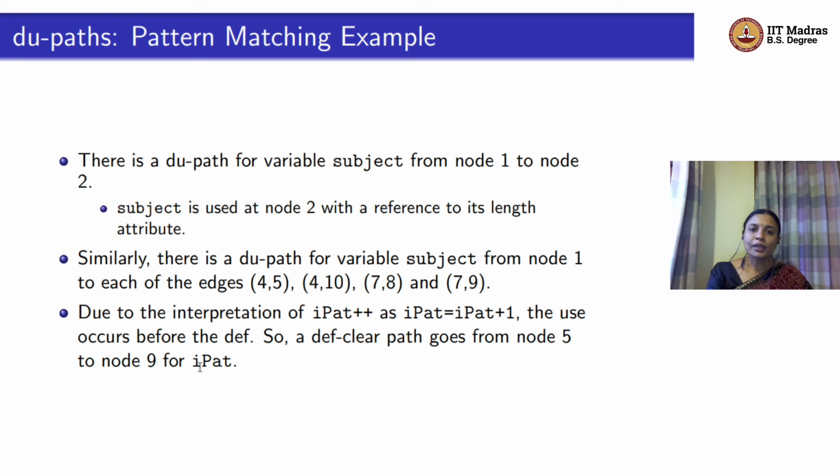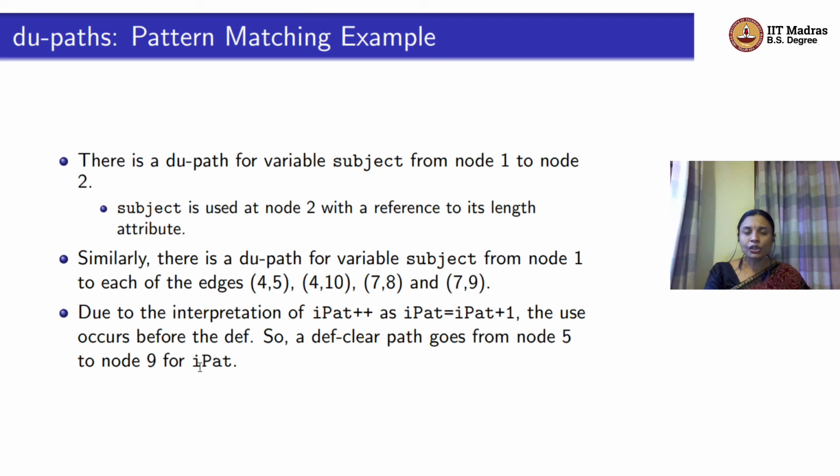I hope this was clear: what definition is, what use is. Just two simple things to remember. To summarize, definition is a place where a value of a variable is updated in memory. Use is a place where a value of a variable is retrieved from memory. A DU path is a simple path from a definition of a variable to the use of a variable such that there are no redefinitions along the way.